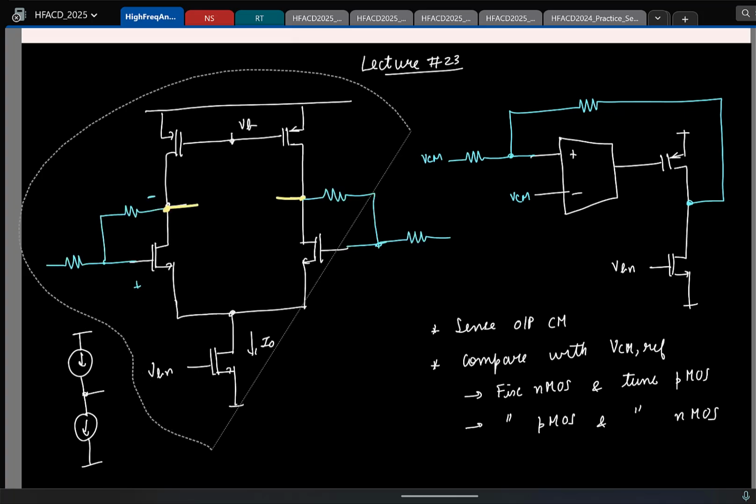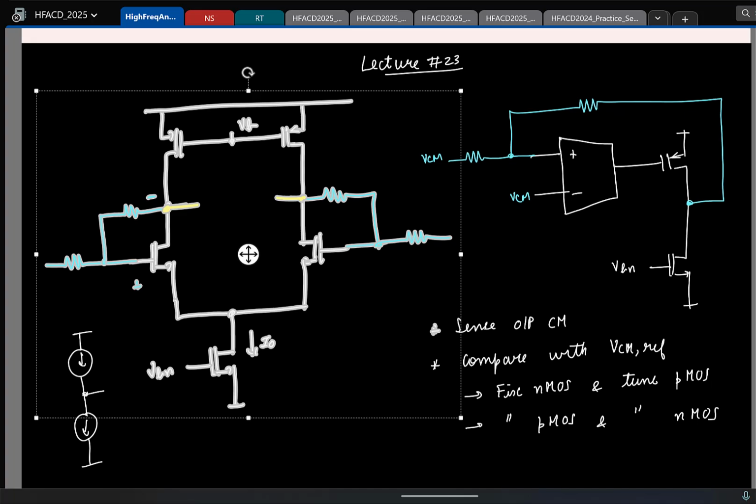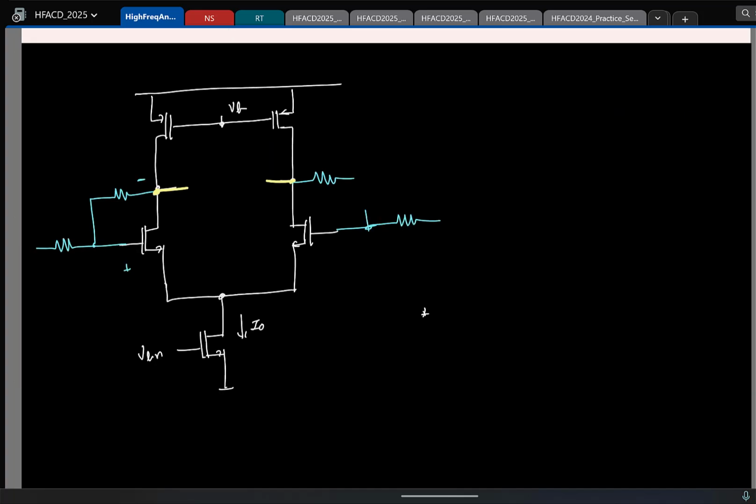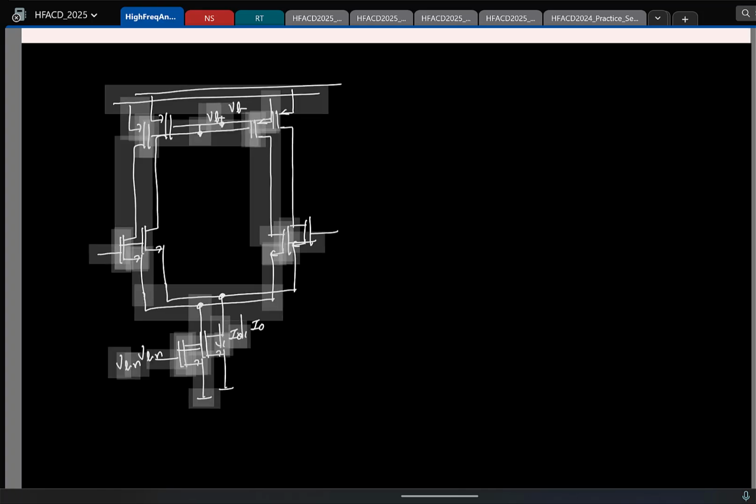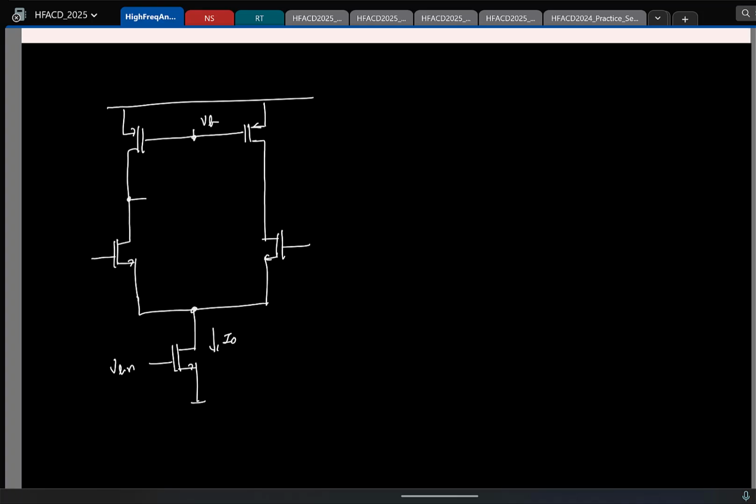So let's see. Let me just copy this. So again, I'll just take the diff amp alone. I'll erase the rest of this. Okay. So now remember that when this differential amplifier is operational, one side output, let's say I call this the positive output terminal, will be at VOCM plus half the output. If I call this the negative side, this will be at VOCM minus the differential output by 2.